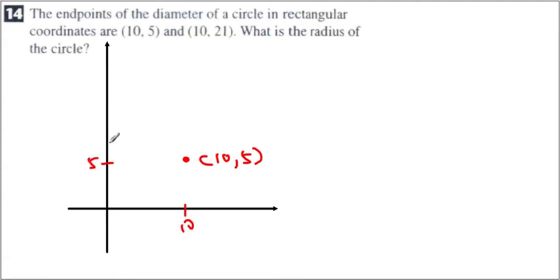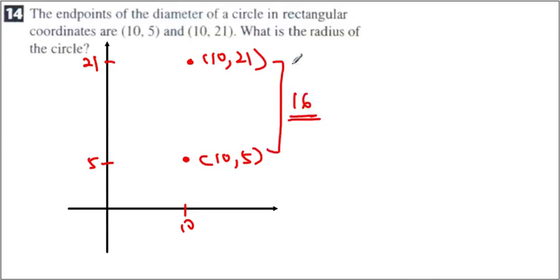Now, the other endpoint of the diameter is (10, 21). So the x value is the same. The y value will be way up there at 21. That means the midpoint here will be the center. So the distance between these two, 21 to 5, would be 16, which would be the length of the diameter. But we are looking for the radius of the circle. Therefore, the radius becomes half of that, which is equal to 8.